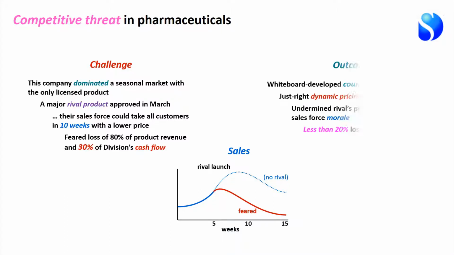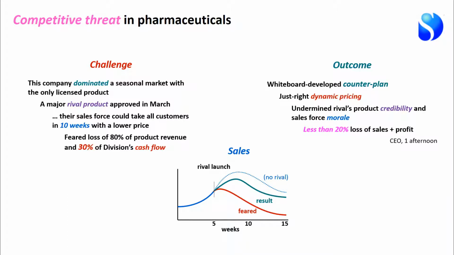What to do? We sketched out the kind of relationships on the whiteboard in an afternoon in my office to figure out what a counter plan might look like. We built a model of just-right dynamic pricing to give John a chance of actually defeating this attack. And the model also showed the likely effect of tactics that he could use to undermine the rival's product credibility and damage the morale of their sales force.